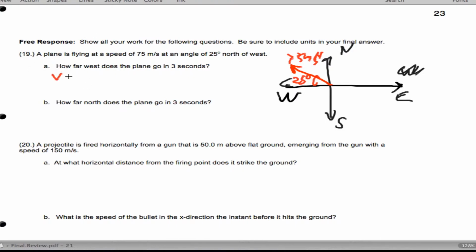So first, let's get v in the west direction. And that's going to be 75 times the cosine of 25. And same, let's get the vy north speed. That'll be 75 times the sine of 25. And we work those two numbers out.